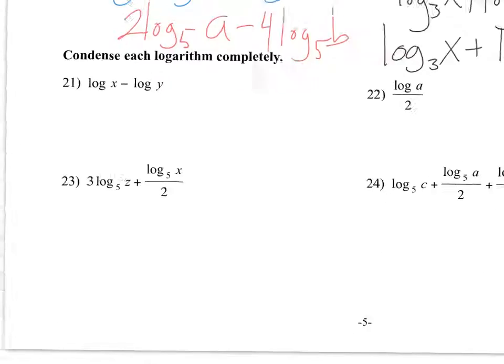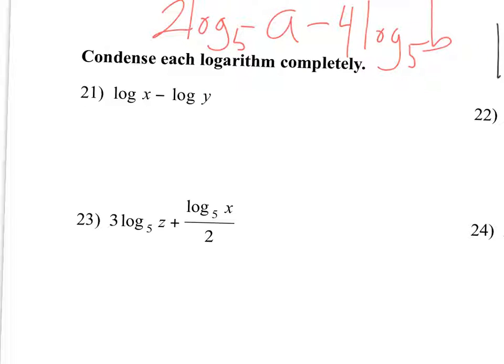For 20 through 24, we got to do some condensing. For 21, if we're subtracting two logs, that means we're going to divide on the inside. So x over y, positives on top, negatives on the bottom.